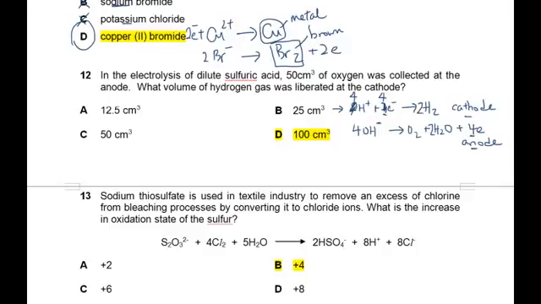When you have the number of moles of electrons the same in the two half equations, you can then go on to compare the products. In this case, we are looking at the oxygen here and the hydrogen here. We have a 1:2 relationship. So if we have 50 cm³ of oxygen, we will therefore have 100 cm³ of hydrogen. It's as simple as that.